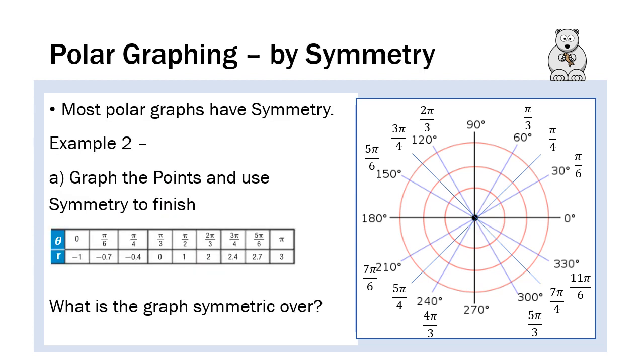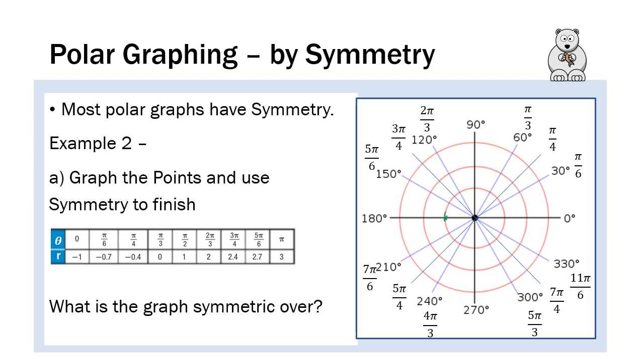Now, a lot of these graphs have symmetry. Once you figure out where the symmetry is, you can plot the other points. So let's go ahead and do this. We're going to do some points, and we're going to see if it has symmetry. So I'm going to do 0, negative 1. That means from the 0, I'm going to go in the opposite direction.